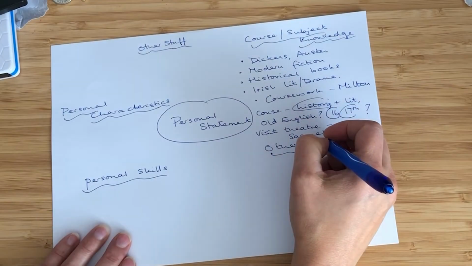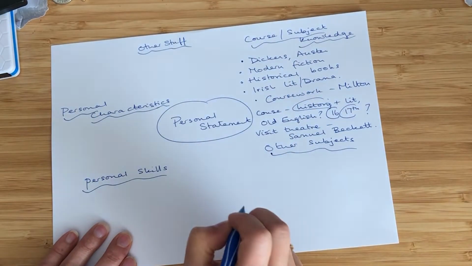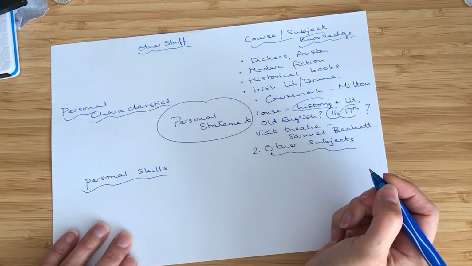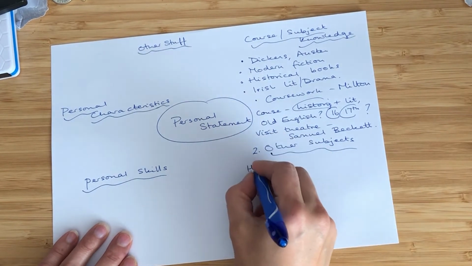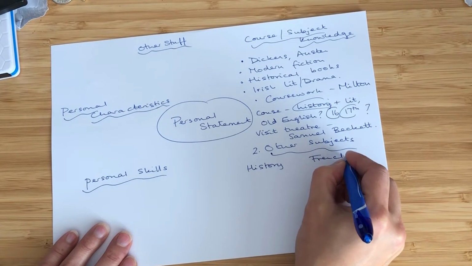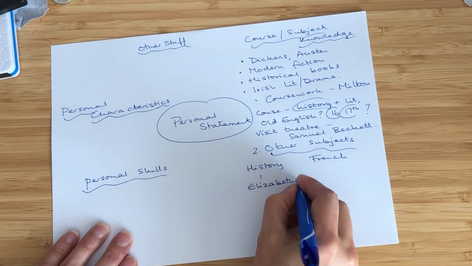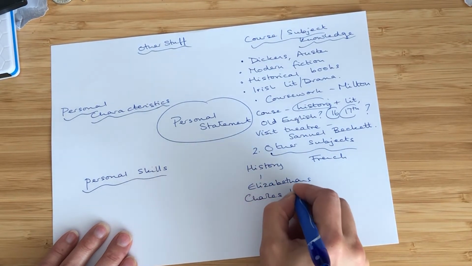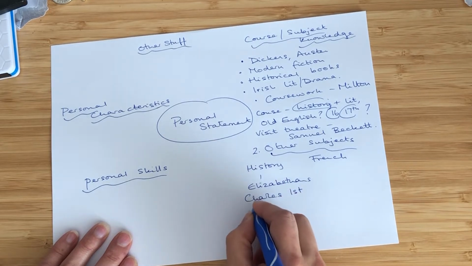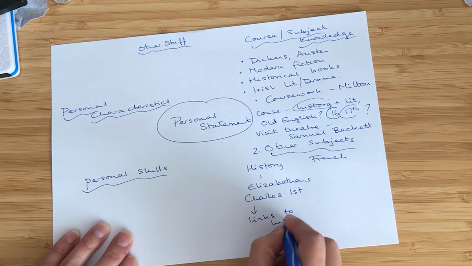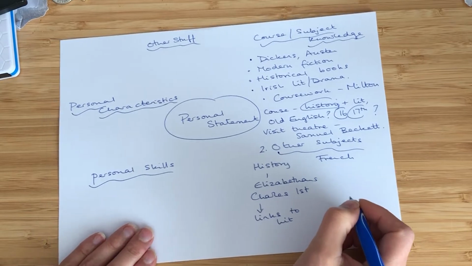Moving on from that, my second section is other academic subjects. And here, let's imagine I'm studying history and French. And in history, I'm studying the Elizabethans, and I've also got a section on Charles I. With this, I can link nicely back to my Milton, and the Elizabethans, I can talk about Shakespeare. And I can again bring out my interest in literature and historical perspectives.